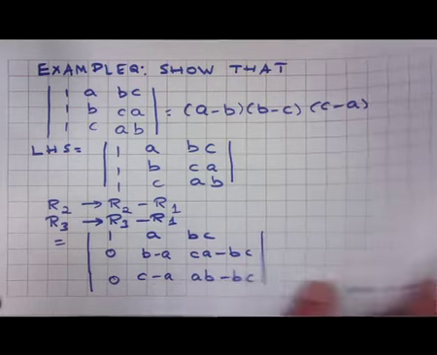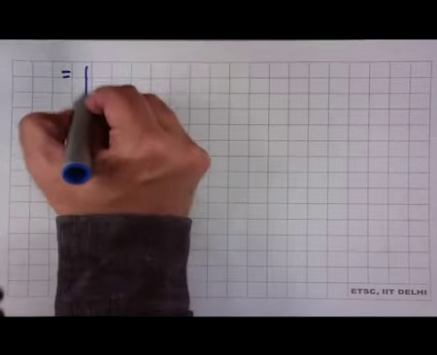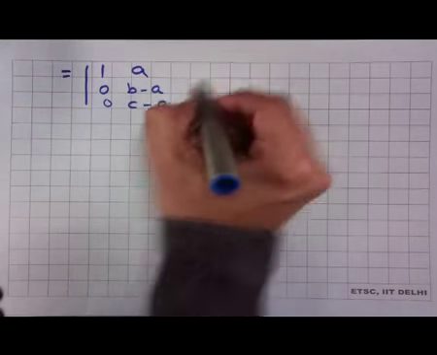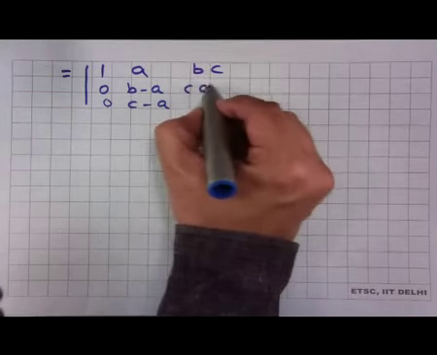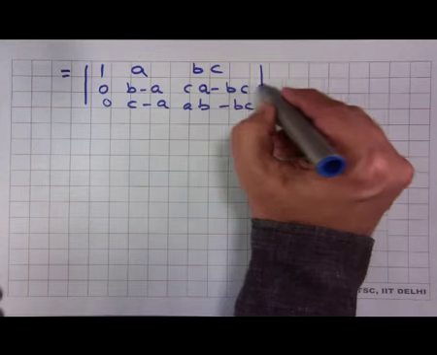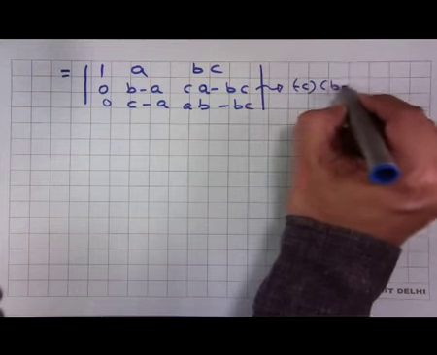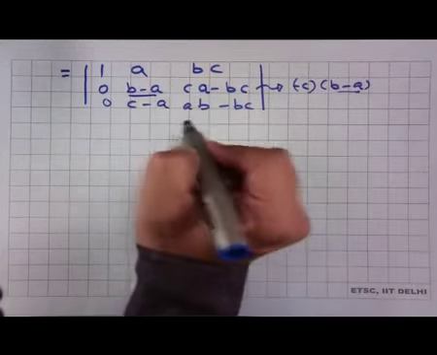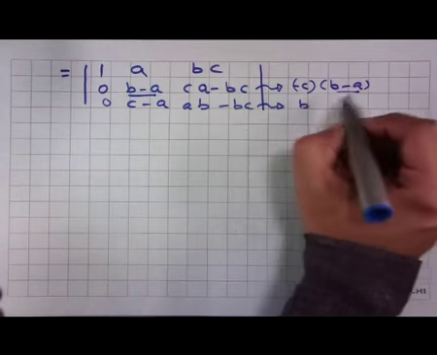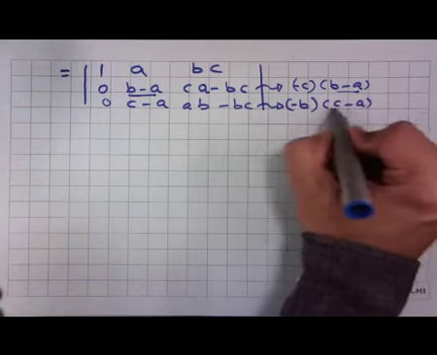What is that property? Let me rewrite this determinant and we can take a look at it. So this determinant was 1, 0, 0, A, B minus A, C minus A, B, C, C, A minus B, C, A, B minus B, C. Note that this quantity can be written as minus C times B minus A, and this B minus A is the same as over here. Similarly, this quantity can be written as minus B times C minus A, and note that this quantity is the same as here.